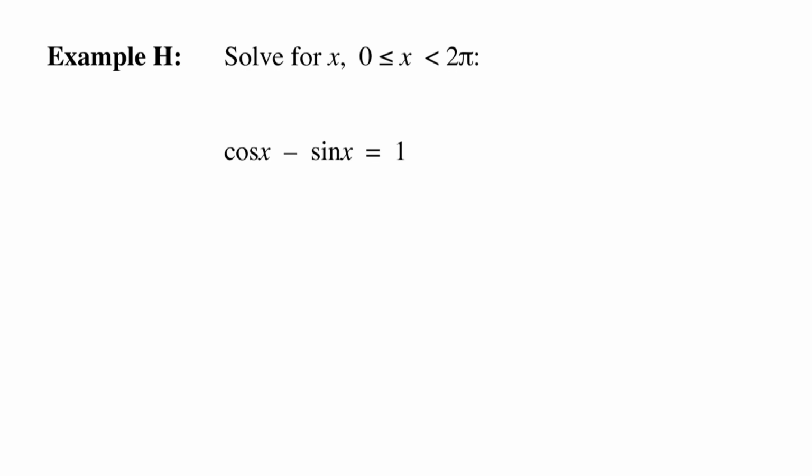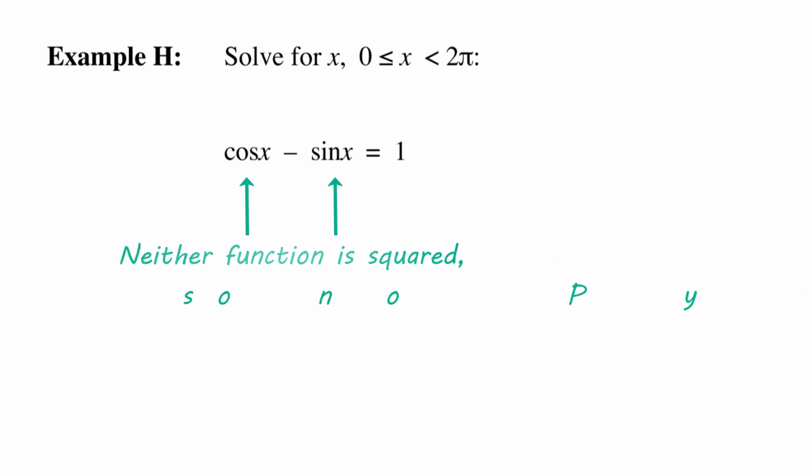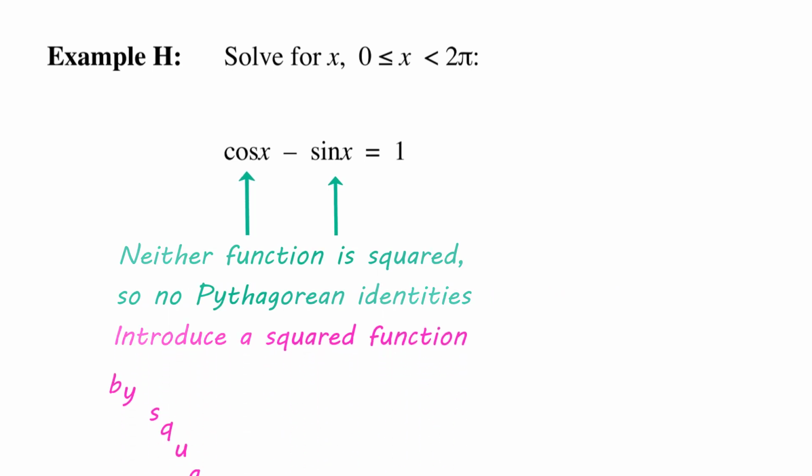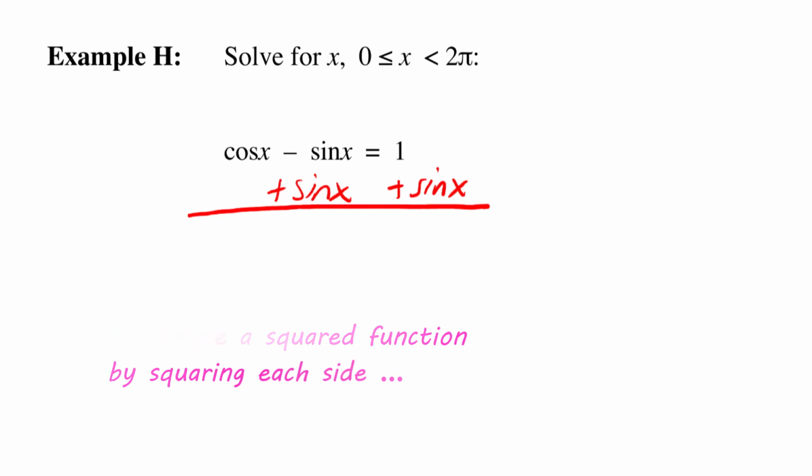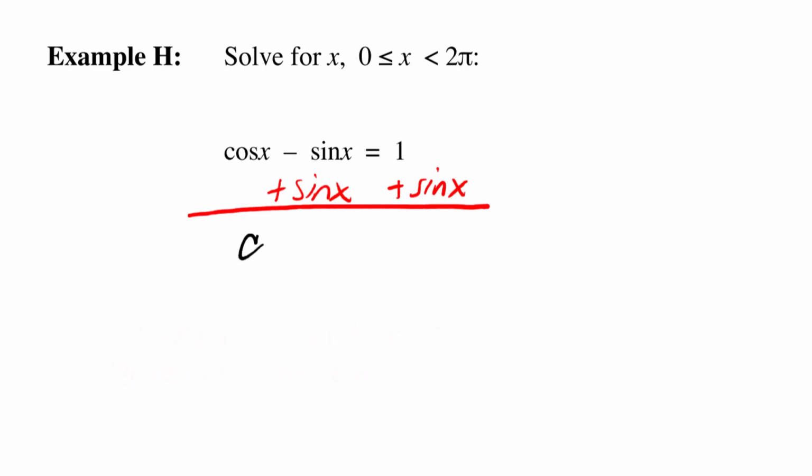Here we have an equation of cosine x minus sine x equals 1. Notice, though, that neither function is squared, so we cannot use a Pythagorean identity to get it down to just one function. So what we're going to do is introduce a squared function by squaring each side. First, though, I'm going to get the functions cosine and sine on the opposite sides of the equal sign by adding sine x. That gives us cosine x equals 1 plus sine x. And here, we're going to square each side.